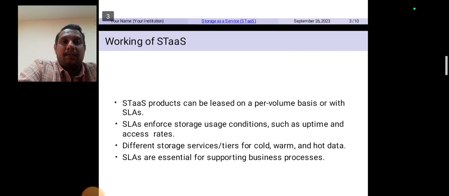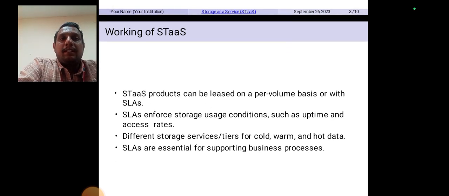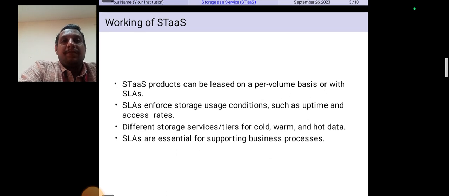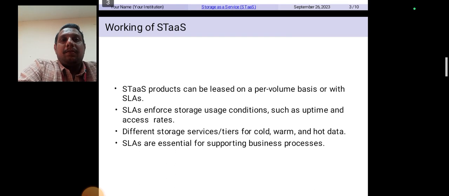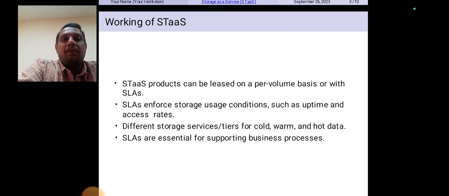Working of storage as a service. Storage as a service products can be leased on a per volume basis or with SLAs, service level agreements. The SLAs enforce storage usage conditions such as uptime and access rate. So how many hours the users use the storage, and different storage service tiers for cold, warm and hot data. So based on data type, they provide different storage services, and service level agreements are essential for supporting business processes.